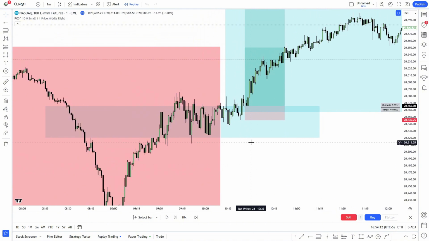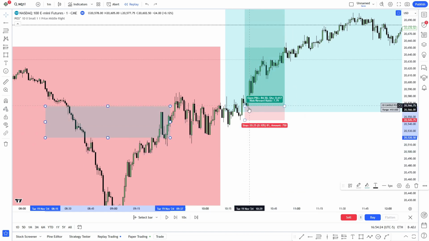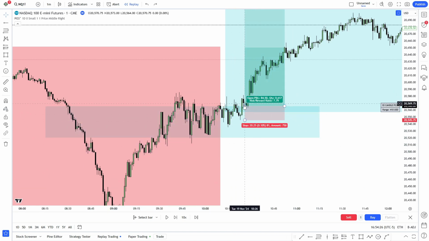Also guys, notice how we are entering at a very crucial time, also known as the silver bullet time, between 10 a.m. Eastern Standard Time until 11 a.m. Eastern Standard Time, okay. So our entry also had a confluence with the time being on our side as well.